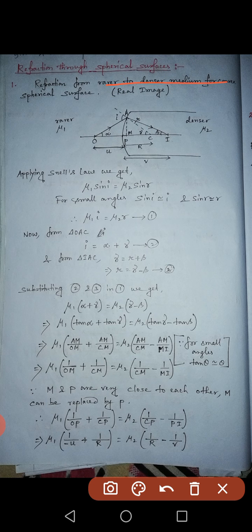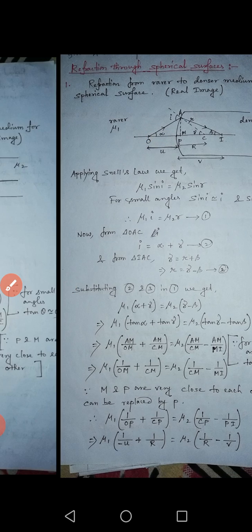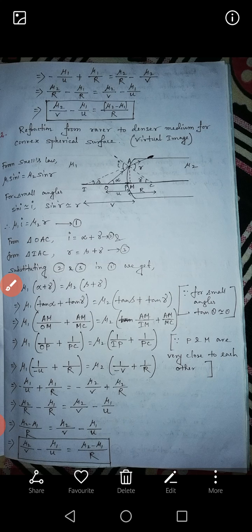This is rarer to denser medium only, so convex surface only, but here it is virtual image. And in what condition we are going to get the virtual image? When this object is kept very near to the pole. Here this object we kept it here, no? So if you just bring it close to P, suppose this time I am keeping it here, then the image formed will be the virtual image. And how we are getting that, let's see. First let us see the diagram.